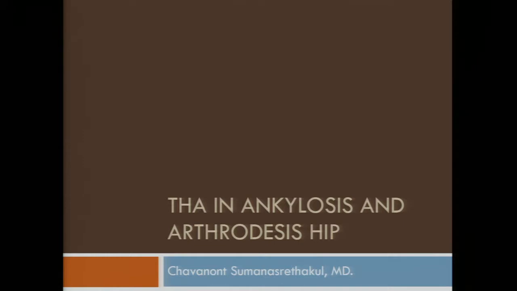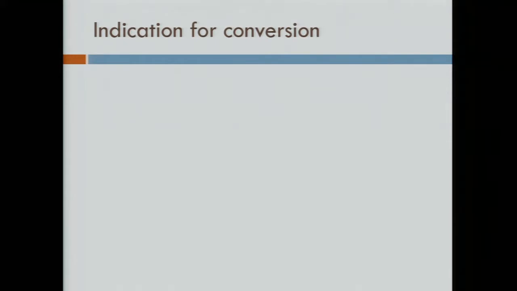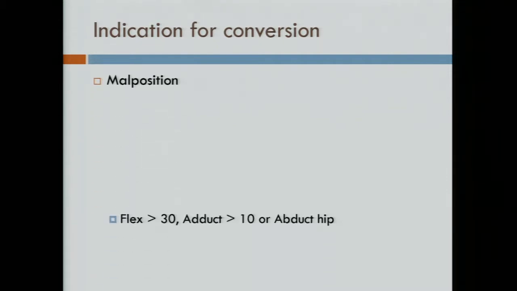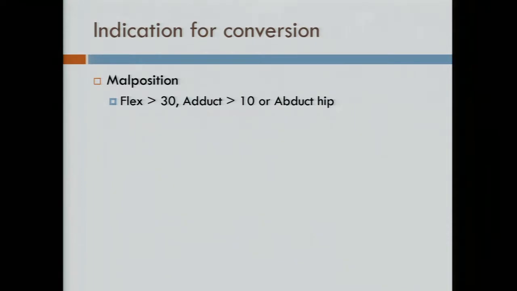Today I will present about total hip arthroplasty in ankylosis and arthrodesis hip. The indications for conversion from a fused hip to total hip arthroplasty are, first, malposition. Malposition means the patient has flexion of the hip fusion of more than 30 degrees, or adduction of more than 10 degrees, or any degree of abducted hip.